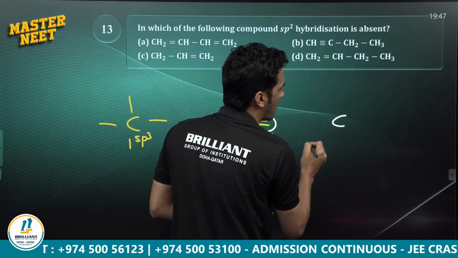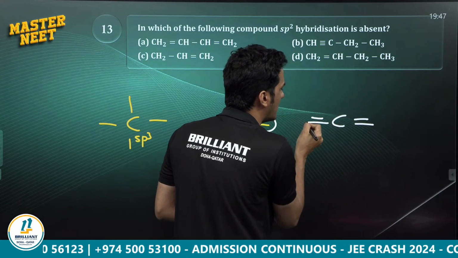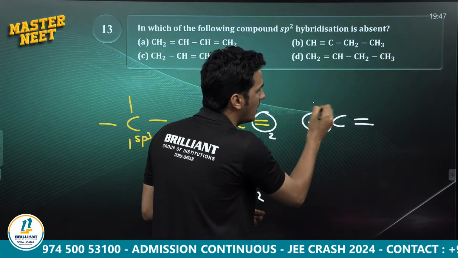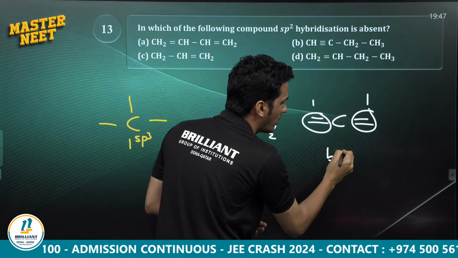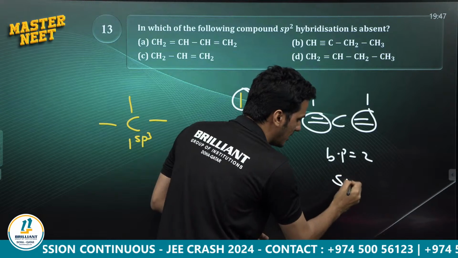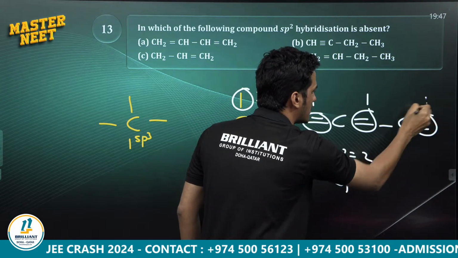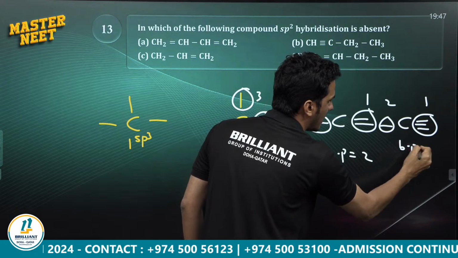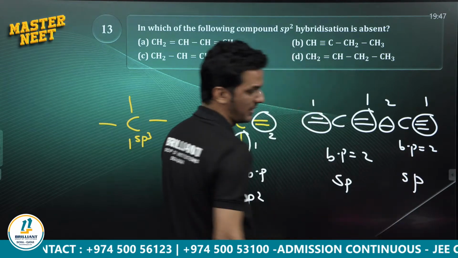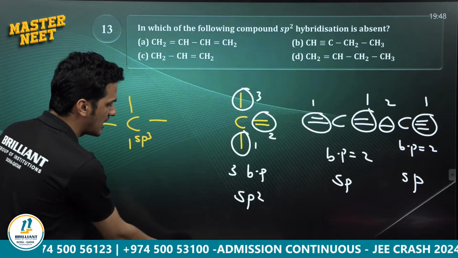And if around carbon 2 double bonds come, how will we count? This is 1, this is 1. So total bond pairs 2, so sp. Or else if around carbon at least one triple bond comes, that time also this is 1, this is 2, so 2 bond pairs are there. That's why that is also sp. So that's the idea. Now we can check the options.